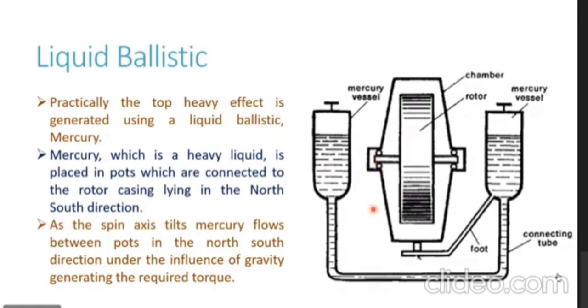The same effect was generated in the top heavy arrangement. A downward force was generated on the south end. The gyro was spinning anti-clockwise, seen from the south end, and this generated a westerly precession in the north end of the spin axis. So is that clear, beta? Yes, sir.